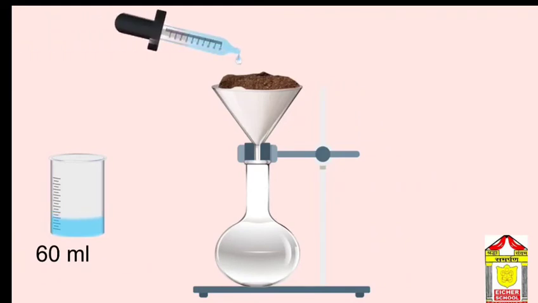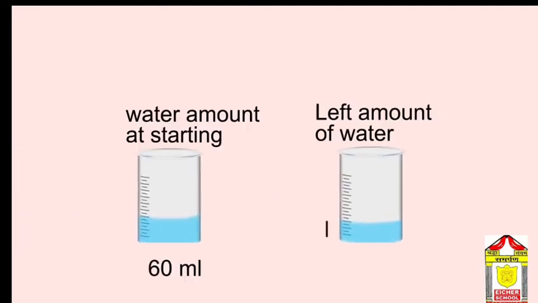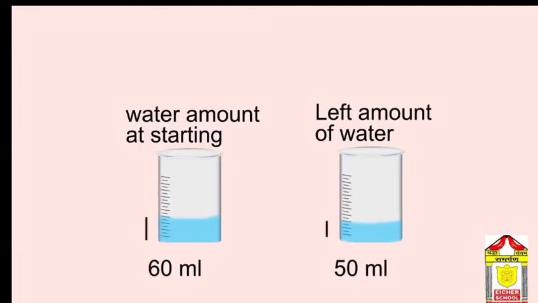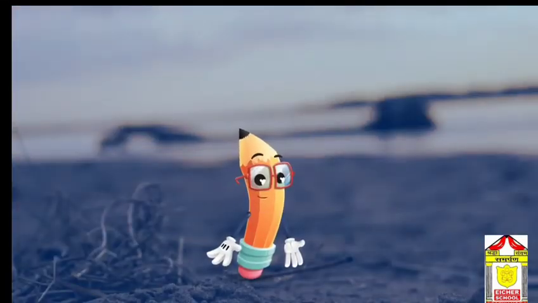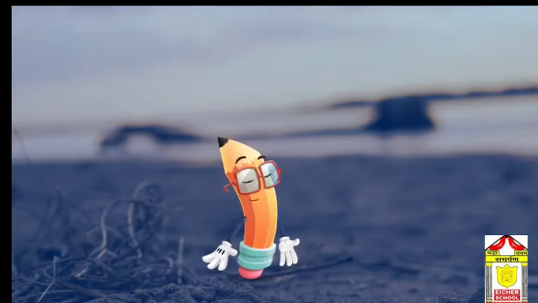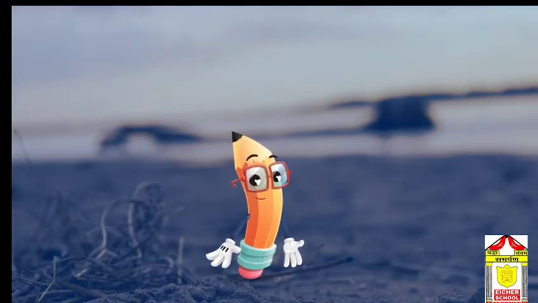Do not let all the water fall at one spot. Pour water all over the soil. Keep pouring water till it starts dripping. Now subtract the amount of water left in the measuring cylinder from the amount you started with. So this is the amount of water retained by the soil. You can repeat this activity with different soil samples you have.